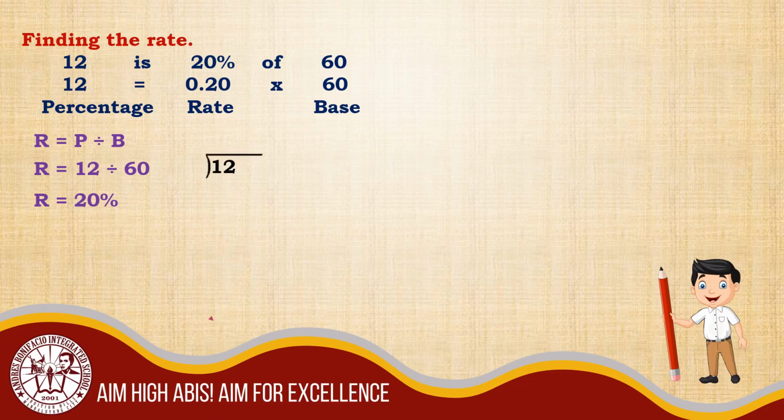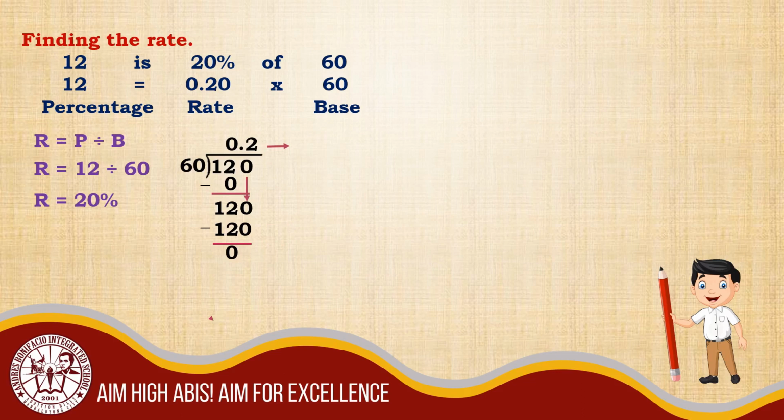Let's divide. 12 divided by 60 is 0. 0 times 60 is 0. 12 minus 0 is 12. At 0, put decimal point above the quotient and bring down 0. 120 divided by 60 is 2. 2 times 60 is 120. Then subtract. 120 minus 120 is 0.